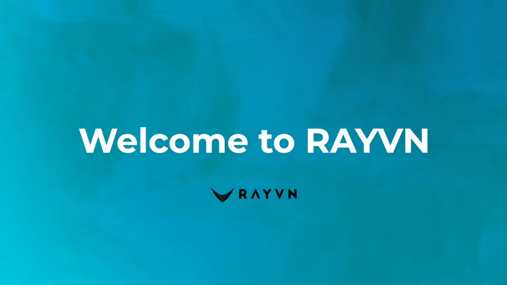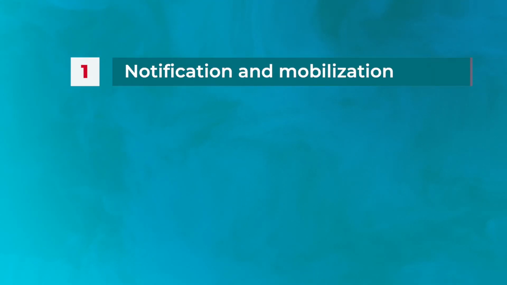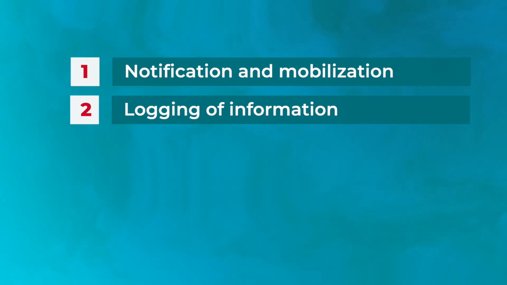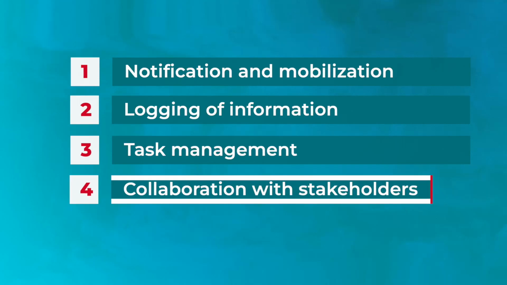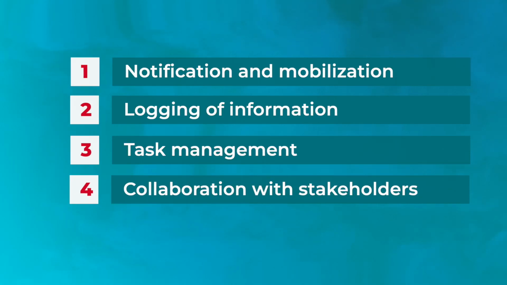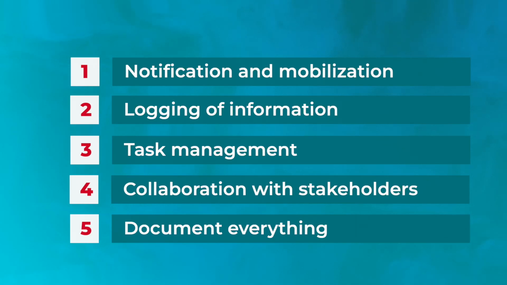RAYVN is a digital crisis management support tool, which can help any business with handling incidents. RAYVN's main focus areas are notifications and mobilization of personnel, logging of information, coordination of tasks that need to be done, cooperation with external parties for efficient sharing of information, and documentation of the process of handling. Everything that is done in RAYVN is documented.